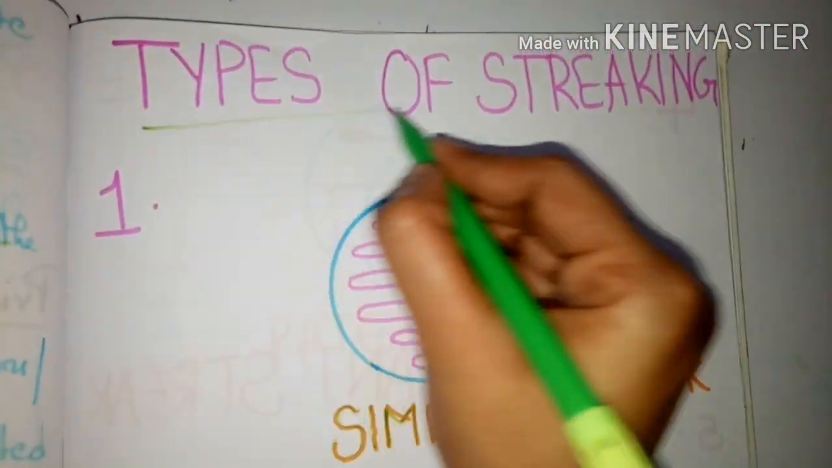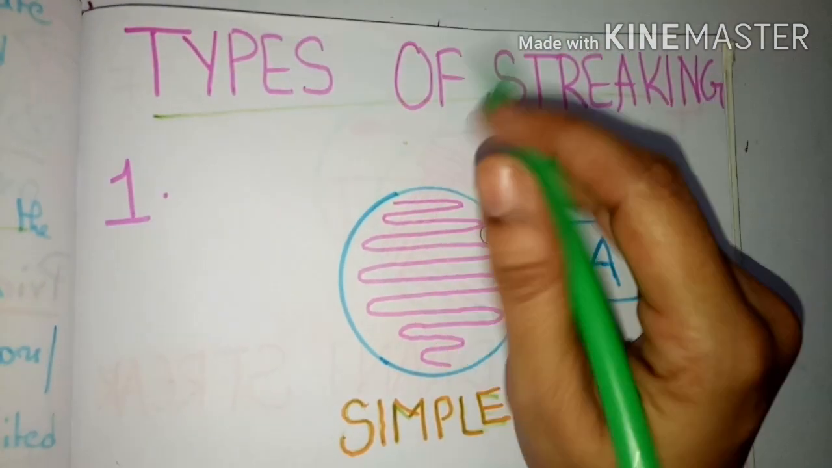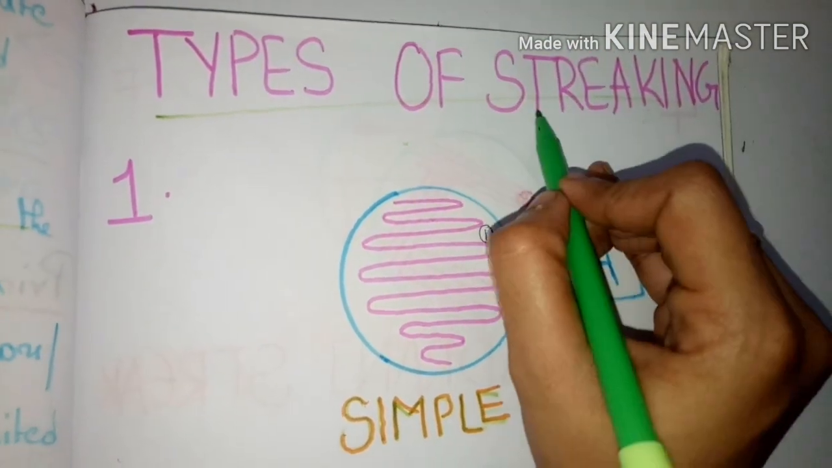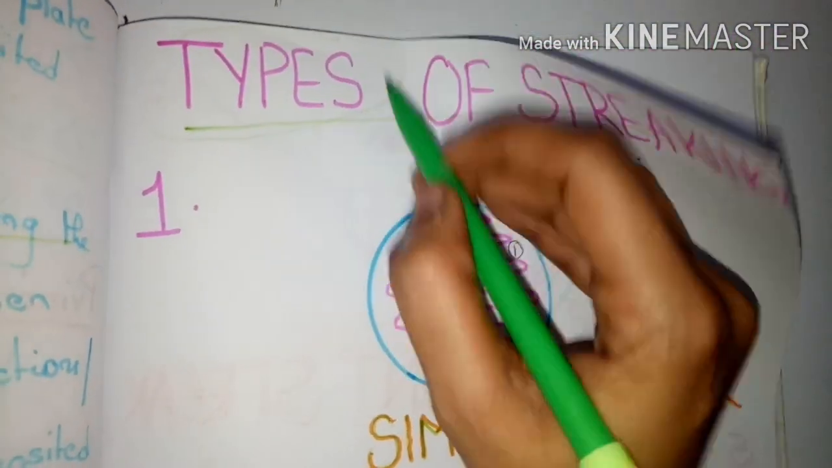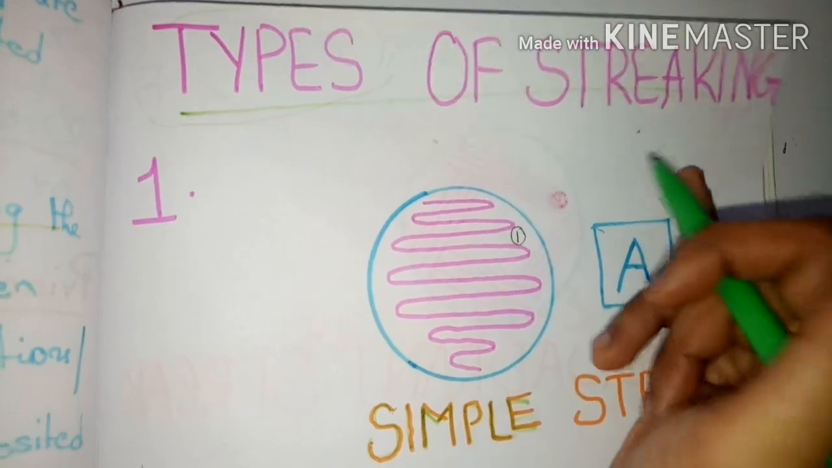Today our topic is about types of streaking. In the previous video I already gave the basic details about what is streaking. Now we are going to deal with the types of streaking. Let's see what those are.